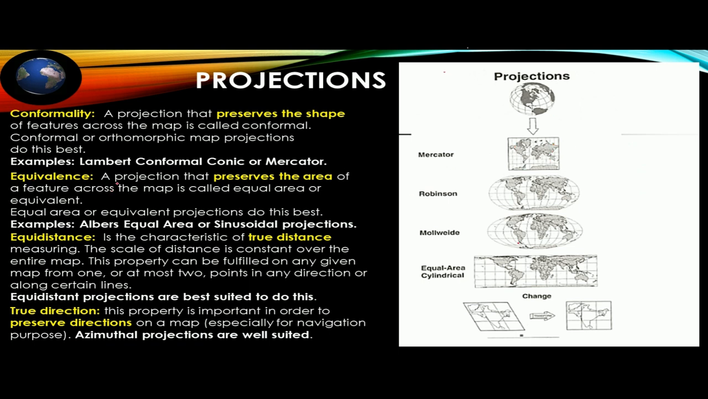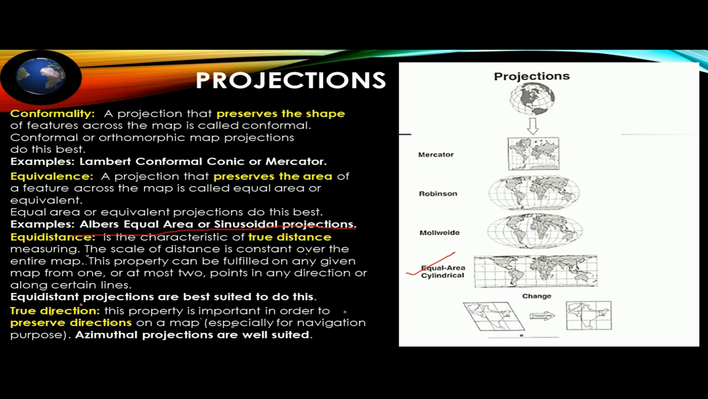And then equivalence is a projection that preserves the area of a feature across the map, called equal area or equivalent projection. Best examples are Albers equal area, sinusoidal projection, and equal area cylindrical. Equidistance is a characteristic of true distance measuring. The scale of distance is constant over the entire map. This property can be fulfilled on any given map from one or at most two points in any direction along a certain line. So this projection is called equidistant projection.